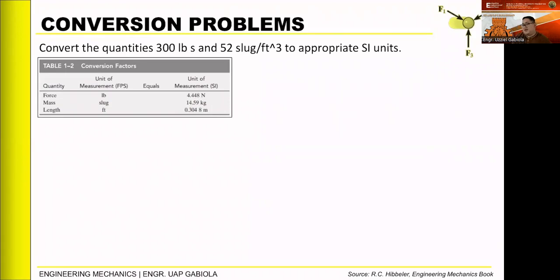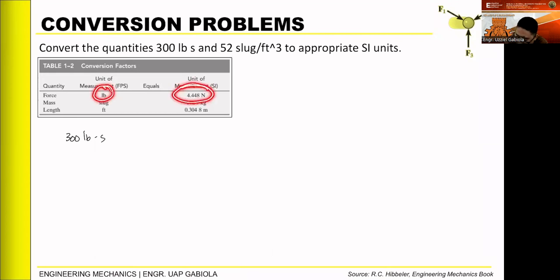So, yan. Halimbawa, meron tayong convert natin yung quantity na 300 pound second, no? And 52 slug per cubic feet to appropriate SI unit. So, gagawin lang natin SI, no? May given tayo ulit na table. So, yung una, sabi natin, meron siyang 300 pound second, no? So, si pound para maging SI, ito yun, from pound, multiply mo daw siya ng 4.448.